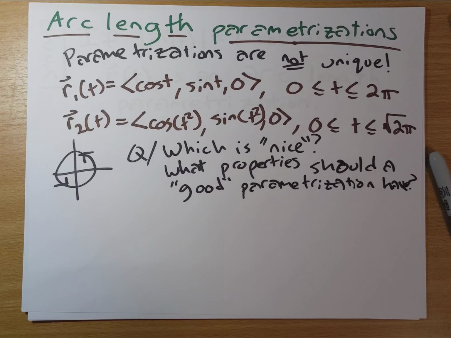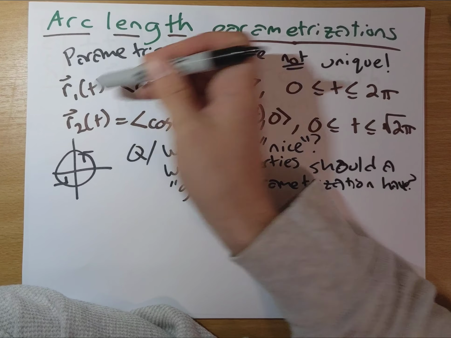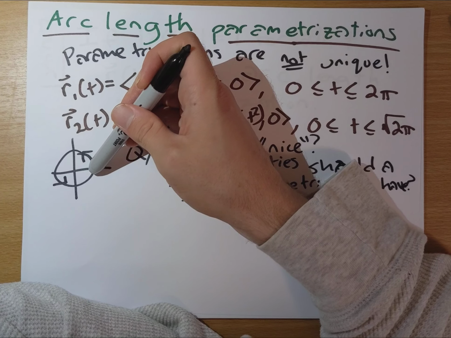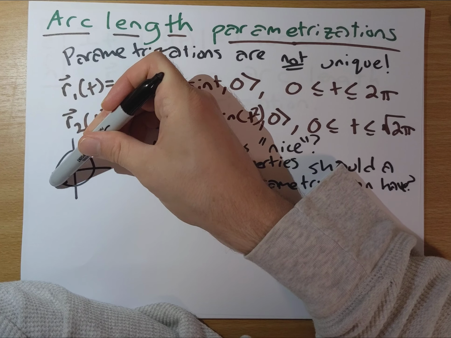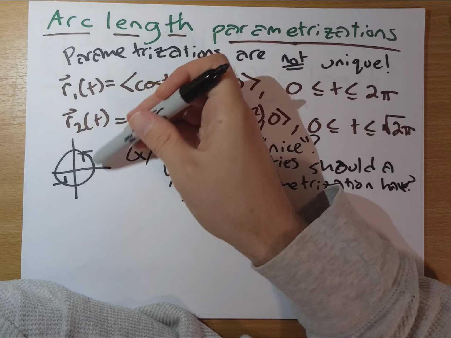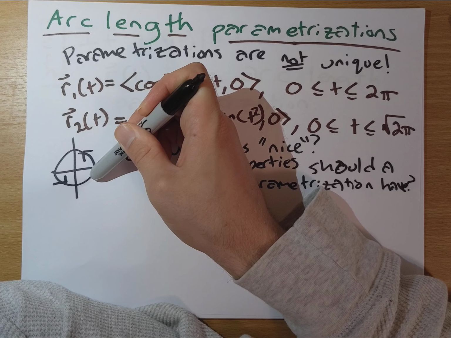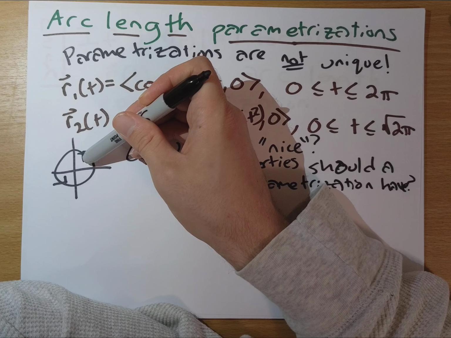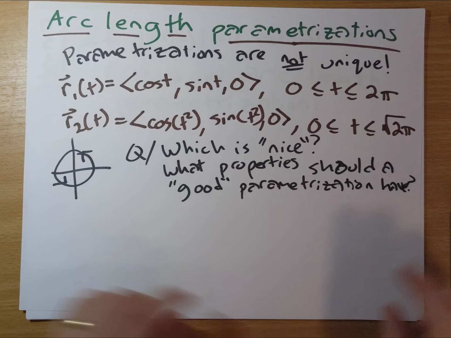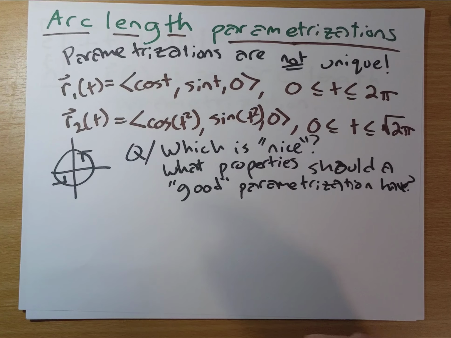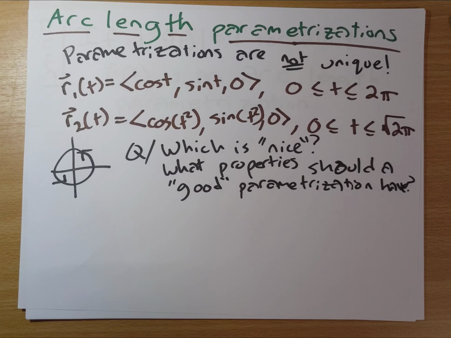If you trace out these two parameterizations, r1 of t as cosine t, sine t, 0, you just go around nice and constantly, with nice constant speed. Whereas for r2 of t, it starts off slow, but then as t gets bigger and bigger, it goes faster and faster around. So it's moving faster over here than it is here, if we think of this as a particle moving around the circle.